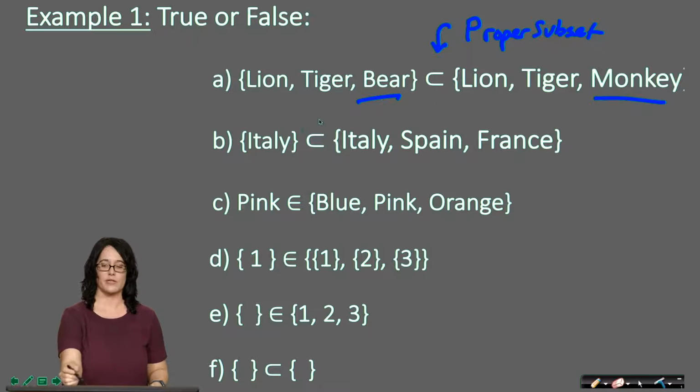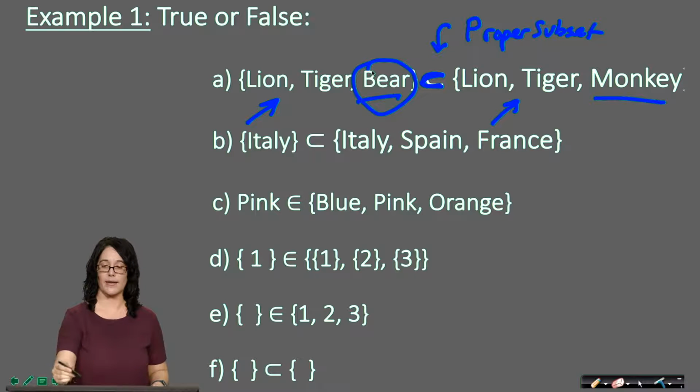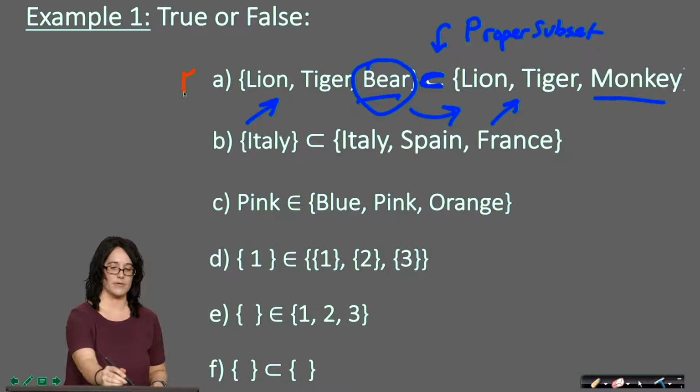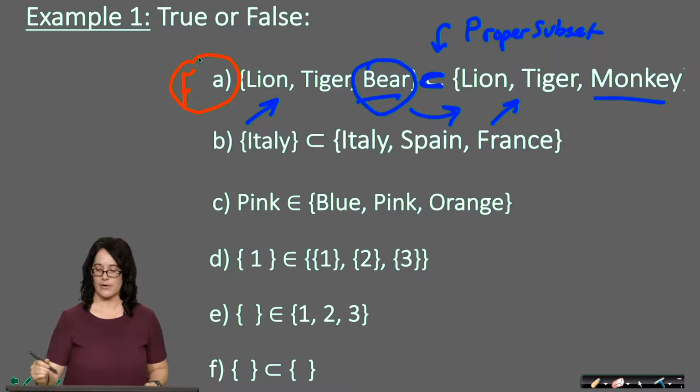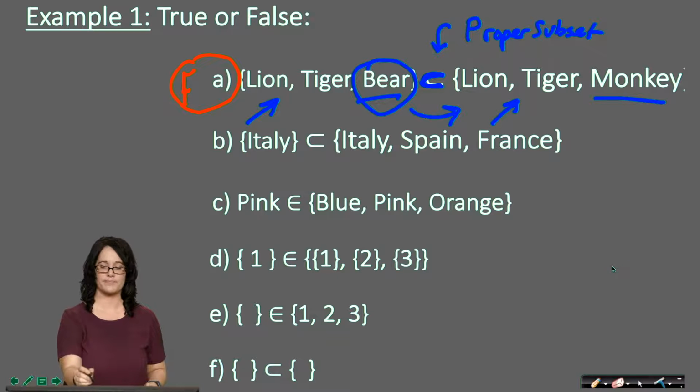So the next question is, remember this symbol here, the proper subset means every element in this set here has to be contained in that set on the right. So every element on the set on the left has to be contained in the set on the right. Is that true? No, bear is not in that set. So that is a falsehood. So let me get red for false here to keep it easy for us to remember. False. Okay, let's head to our next example here. And before I do, actually, I want to make one little point.